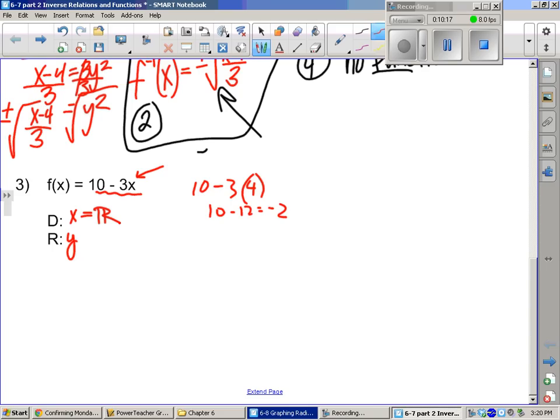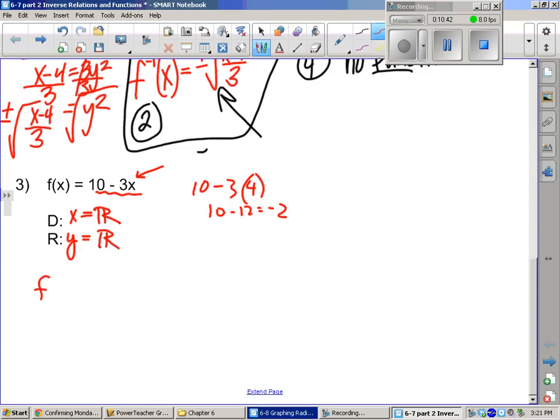Okay, so because there's no exponent of 2, there's nothing weird going on. It's just a regular x. So I think I'm going to have every answer possible too. And that's always going to be true when you have a plain old line. You're allowed to put anything in and you'll get anything out, because lines go on forever in both directions.